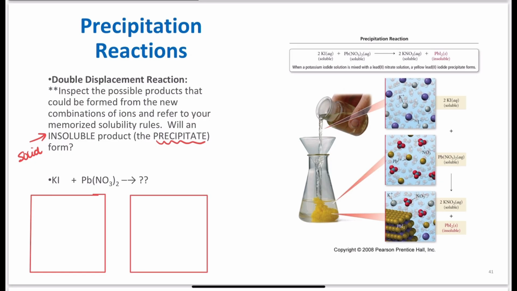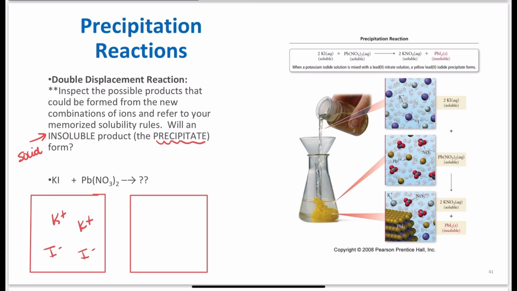I have two reactants here that I'm going to mix together. In my first, I have KI, potassium iodide. I know potassium iodide is a strong electrolyte and is soluble in water because potassium is an alkali metal, it's a group 1 metal, and when it's in its cation form or ionic form, it is always soluble. So I have some potassium ions floating around and some iodide ions floating around.